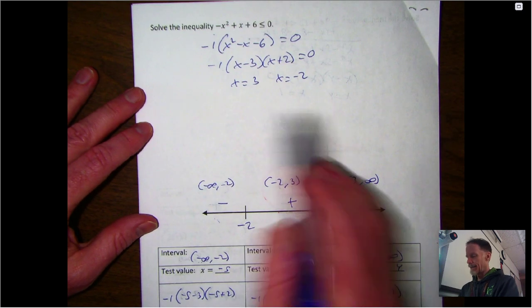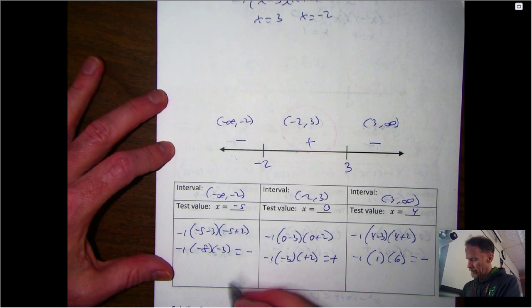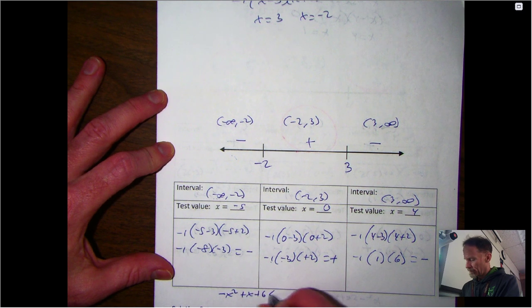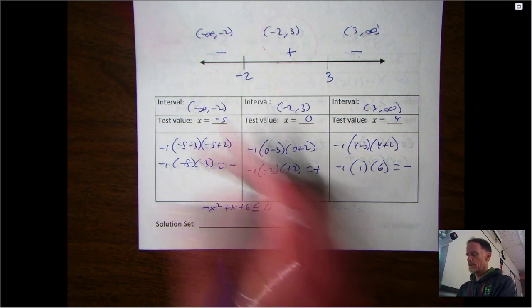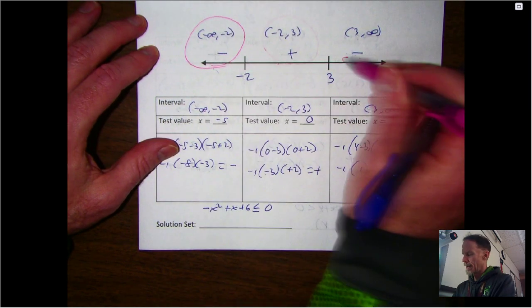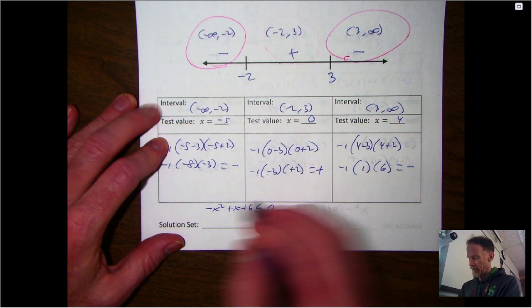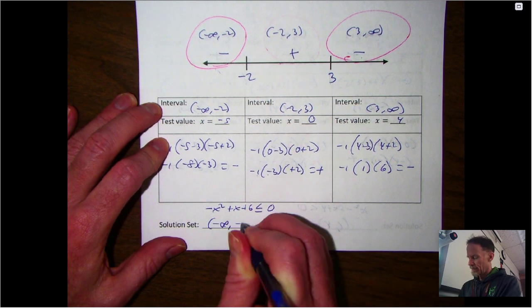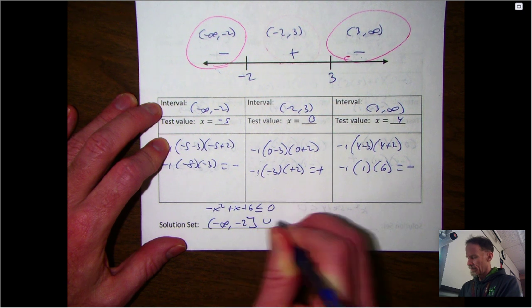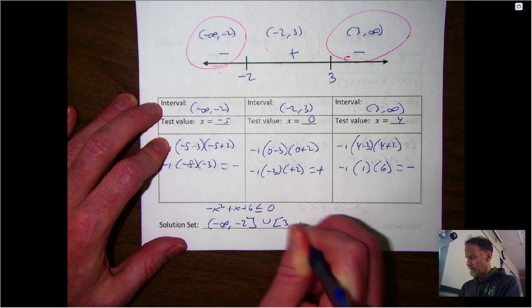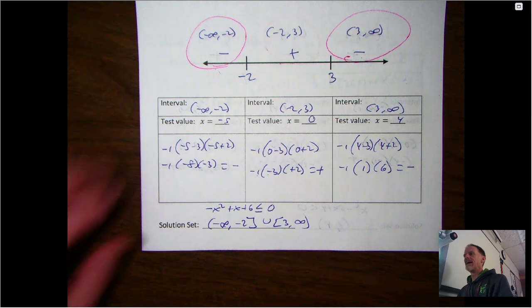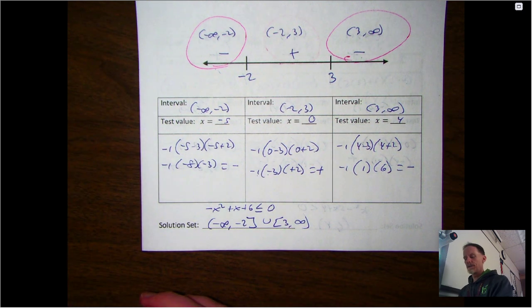Solution set, same deal. The initial problem was less than or equal to. So I want the less than intervals, so those are the two intervals kind of on the ends, if you will. And this is equal to, so I'm going to use brackets. And that is how you solve quadratic inequalities.